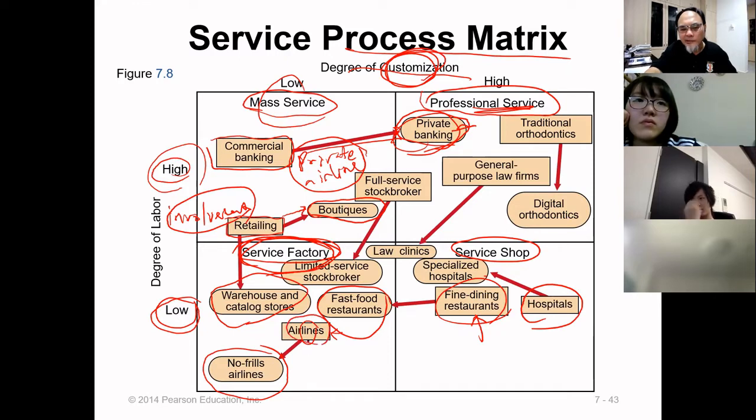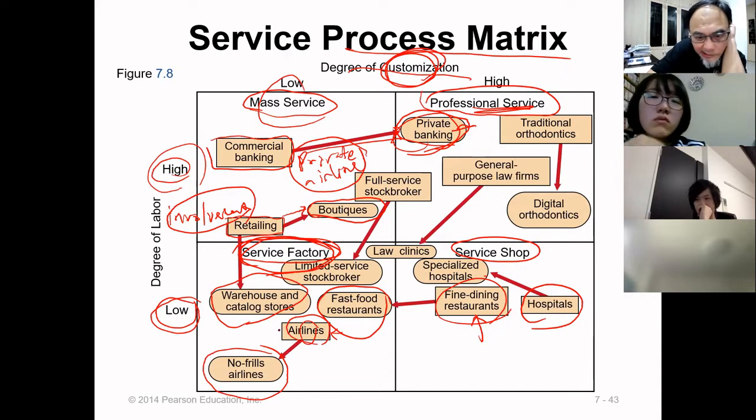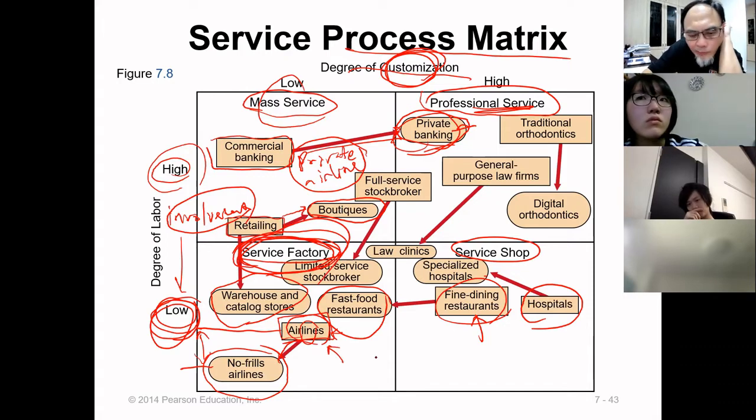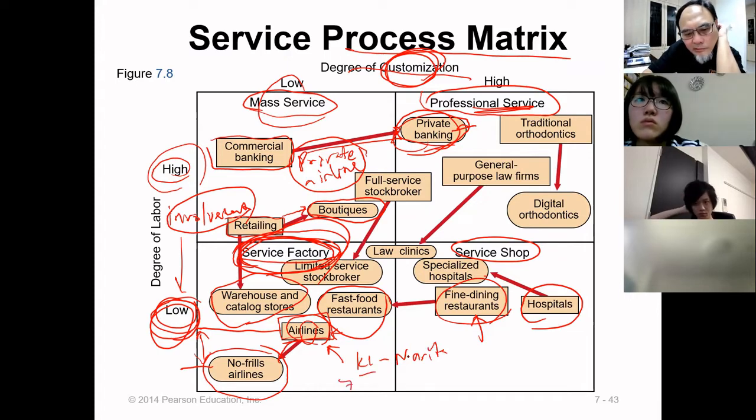If you look here, there is only a small difference in terms of labor involvement between mass airlines and no frills. Because it's still a service factory. How many people take a flight from, for example, Kuala Lumpur to Narita? If Japan Airlines uses a 777, how many passengers? More than 400? Maybe, yeah, 400. No frills airline, for example, also uses Airbus 330 or 380.